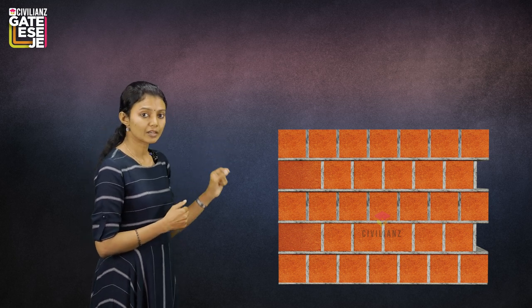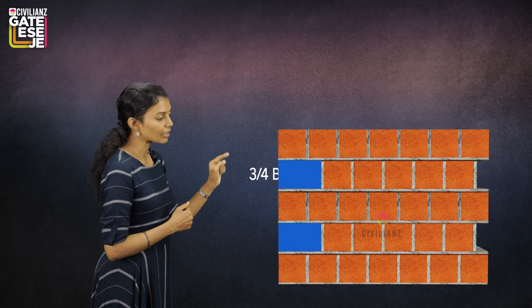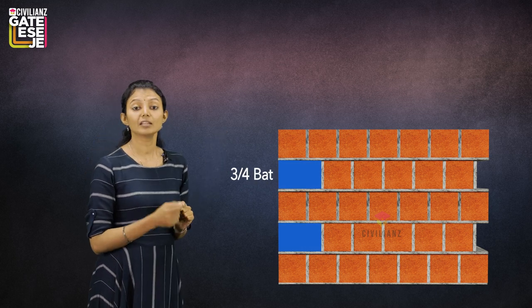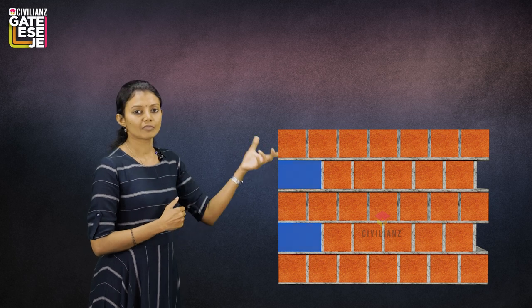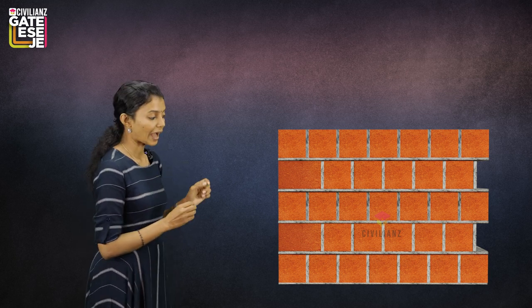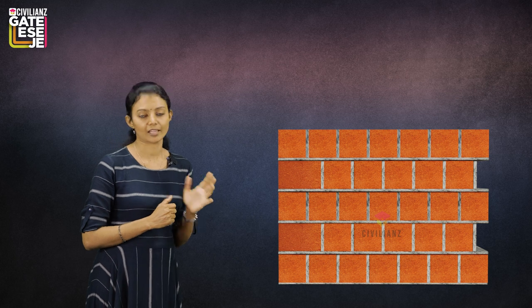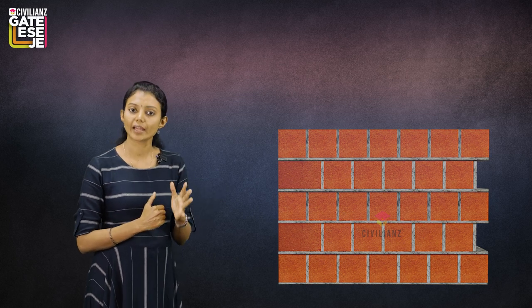And here also we have to avoid the formation of vertical joints. To avoid the formation of vertical joints, here we are using a 3/4 brick bat in every alternate brick course, so that we can avoid vertical joints everywhere. And this type of bond is used for the construction of walls having one brick thickness. That is all about the header bond.